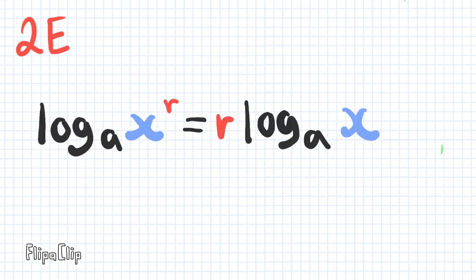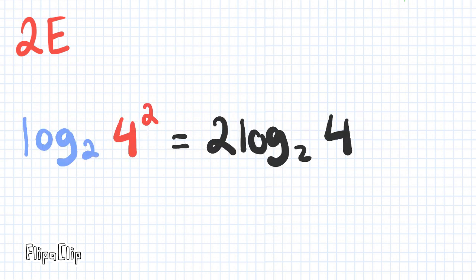Similar to how you multiply if there's an exponent of an exponent, the logarithm of an exponent is the same as multiplying the log and the exponent. For example, log 2 of 4 to the power of 2 is equal to 2 times log 2 of 4. The log of 1 is always equal to 0, no matter the base.